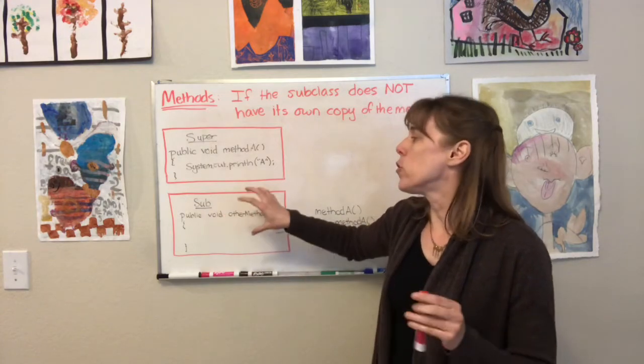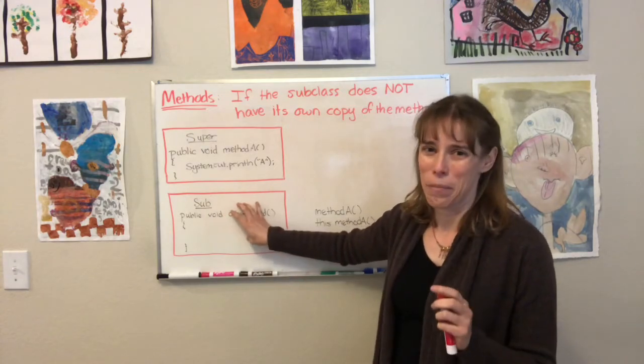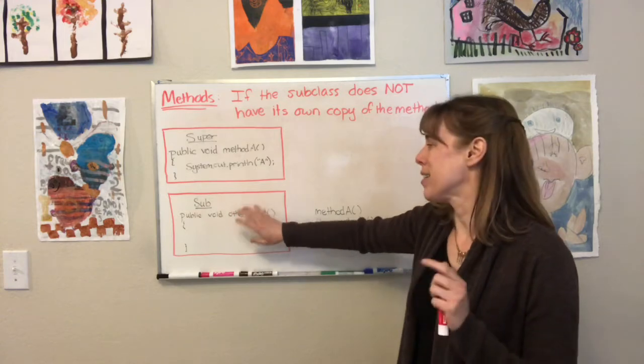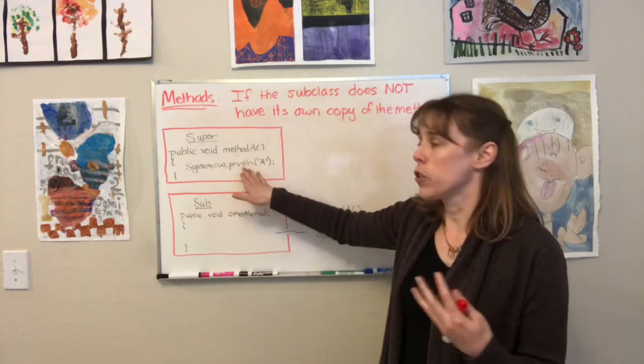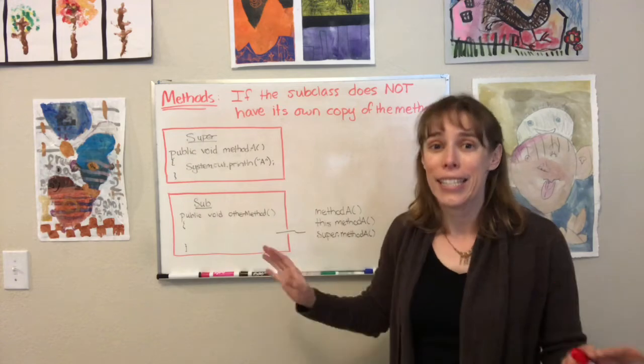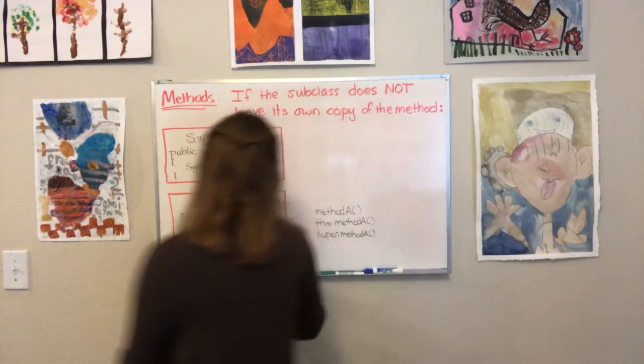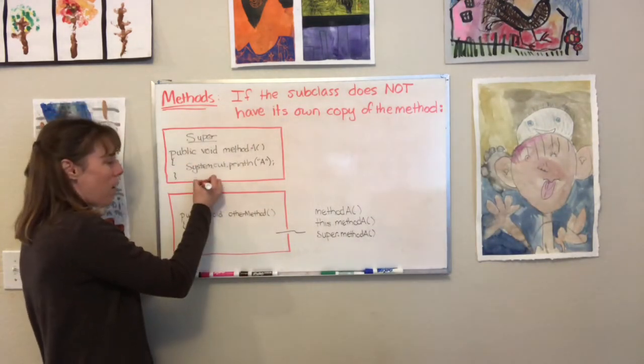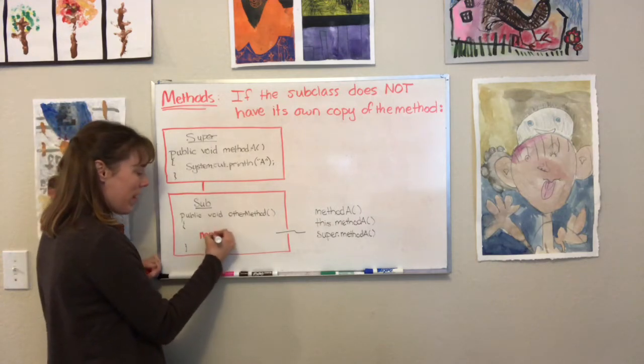So say there is no method A in the subclass. The child doesn't have their own. They just want to use the parent's. Easy. So if this child wants to call method A, all they have to do is just write method A.